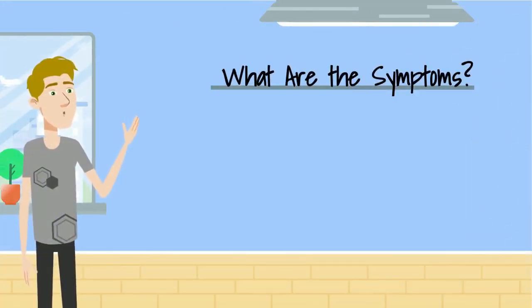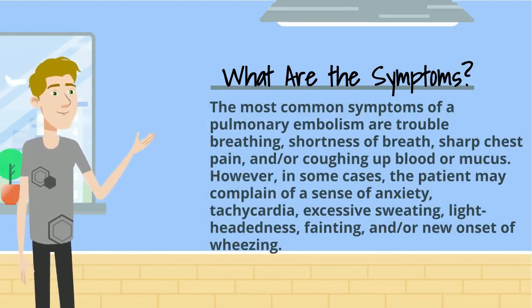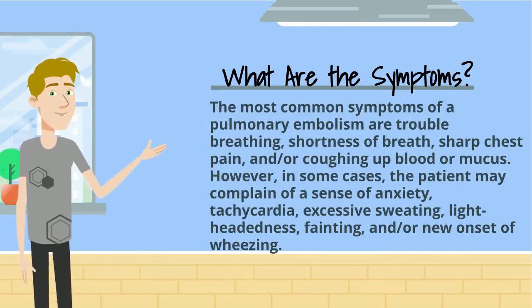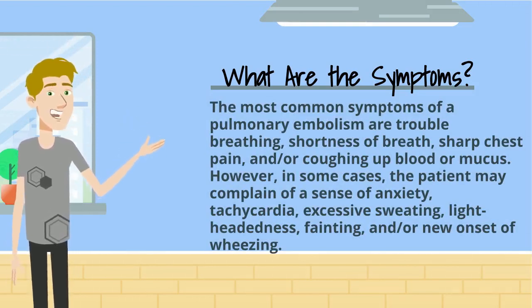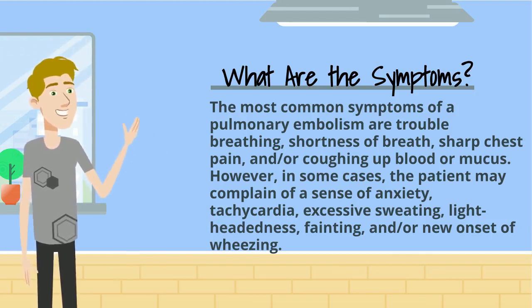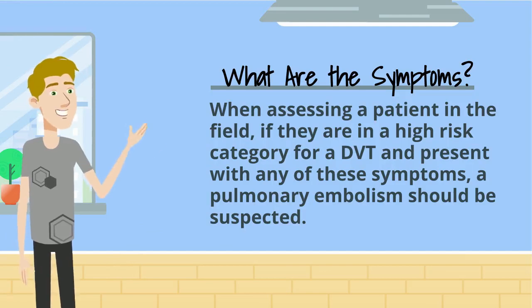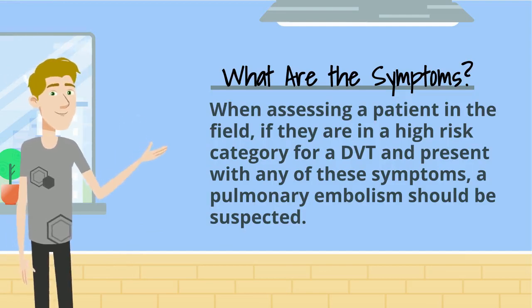What are the symptoms? The most common symptoms of a pulmonary embolism are trouble breathing, shortness of breath, sharp chest pain, and/or coughing up blood or mucus. However, in some cases, the patient may complain of a sense of anxiety, tachycardia, excessive sweating, lightheadedness, fainting, and/or new onset of wheezing. When assessing a patient in the field, if they are in a high-risk category for a DVT and present with any of these symptoms, a pulmonary embolism should be suspected.